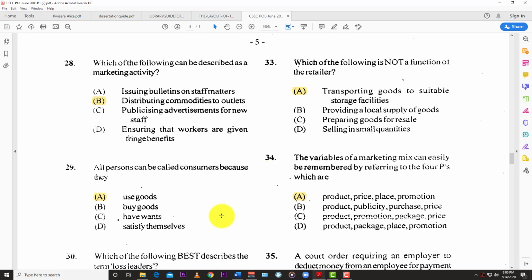33. Which of the following is not a function of the retailer? Best answer, A, transporting goods to suitable storage facilities. Not a function of the retailer. That's more of the function of the wholesaler. They are the ones in charge of transportation, the wholesaler.